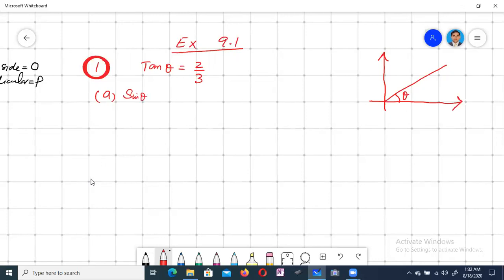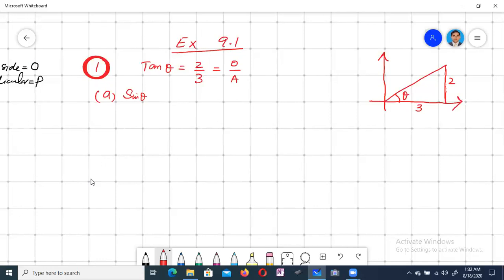sine theta. Here, first of all, we will complete this triangle. We will make the right angle triangle. We will draw this perpendicular here. The value of tan is given. You know, tan theta is opposite divided by adjacent. Tan theta is equal to 2 by 3, so opposite is 2 and adjacent is 3. Then this hypotenuse we can get.